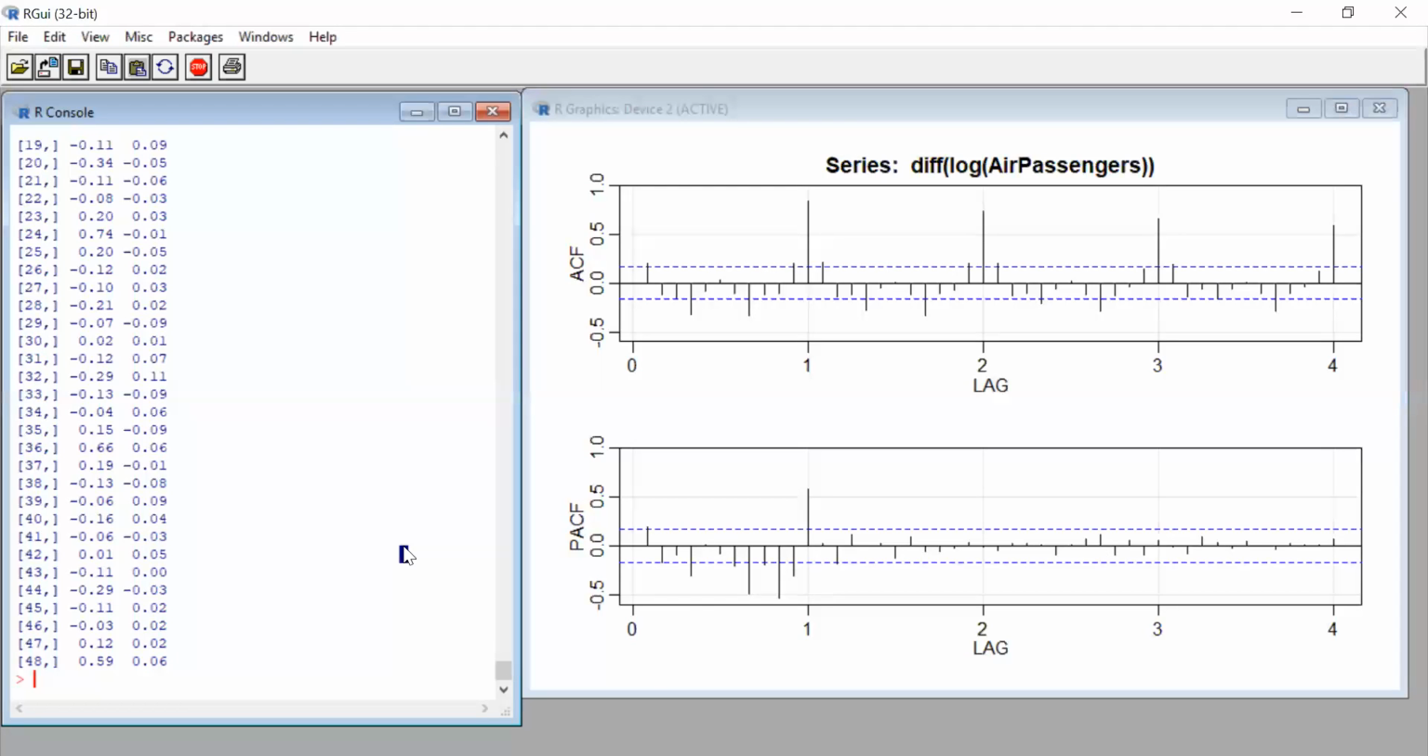So let me try to make another ACF and PACF, taking the seasonality into account. So let me take the difference again.